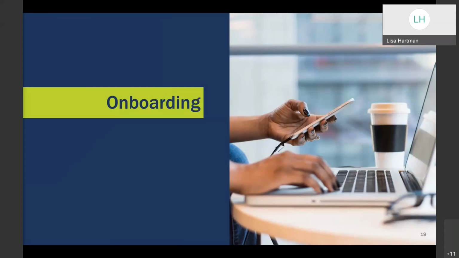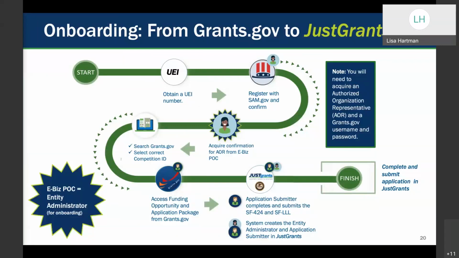So if you're new to the JustGrants system, this is a visual roadmap that helps you be aware of the steps needed to get through the grant process. Now, you'll want to first register again with sam.gov. And when you do, you'll designate an eBiz point of contact in sam.gov. Also, you're going to need to make note of your UEI, or your unique entity identifier, in sam.gov.